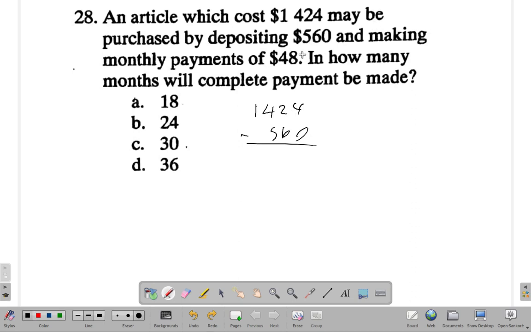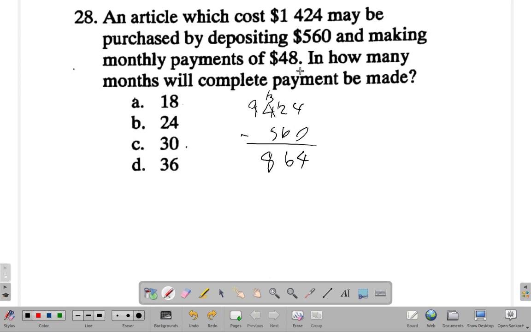You have 4 minus 0 is 4. 2 minus 6. You borrow one from 4, you have 3. 12 minus 6 is 6. You borrow one from 1. You get 0. This is 13. 13 minus 5 is 8. $864. Alright.